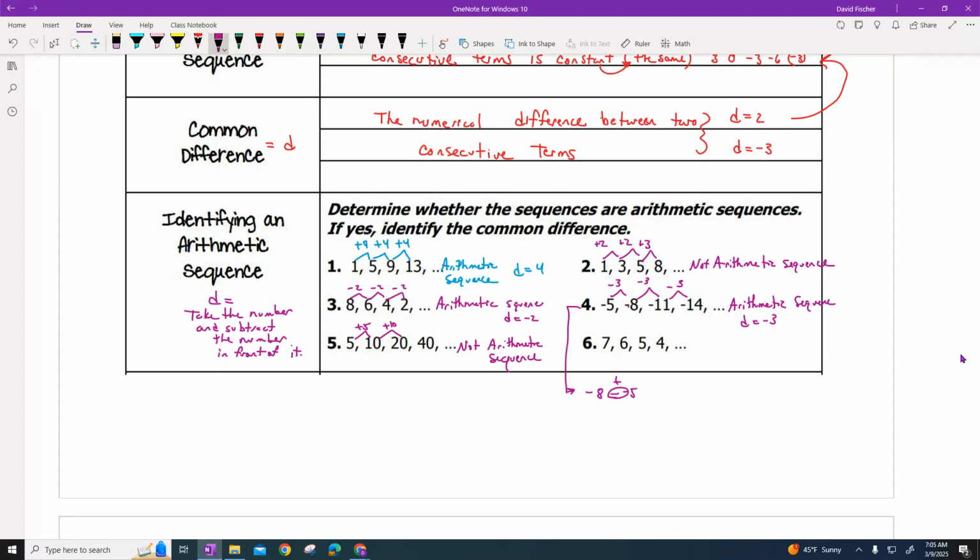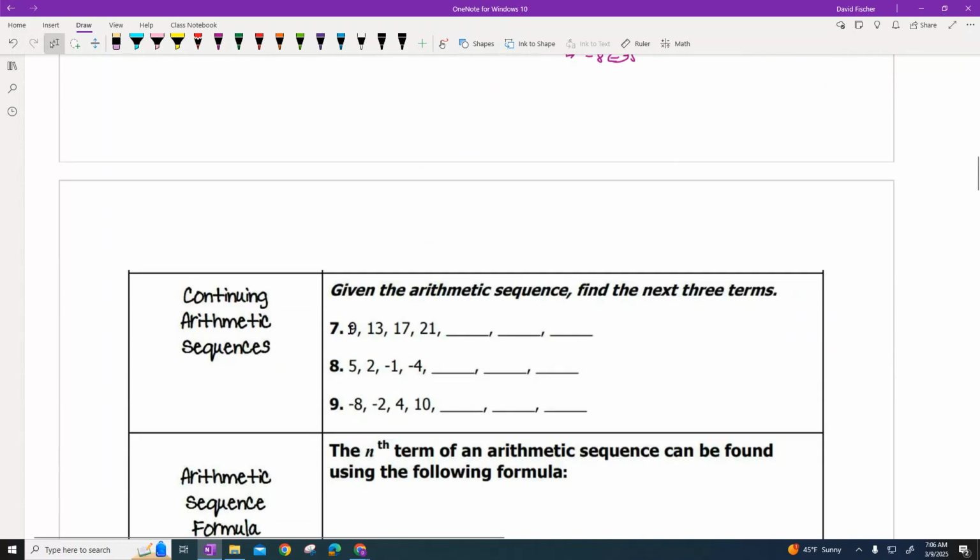Okay. All right, last one here. I went from 7 to 6, so I just went down by 1. I went from 6 to 5, which I also went down by 1. And I went down by 1 again, so this one's an arithmetic sequence. And my D is -1. It's important that you put D, because D stands for difference, and that's what we're going to use in our formula that's coming up here. Okay? All right.